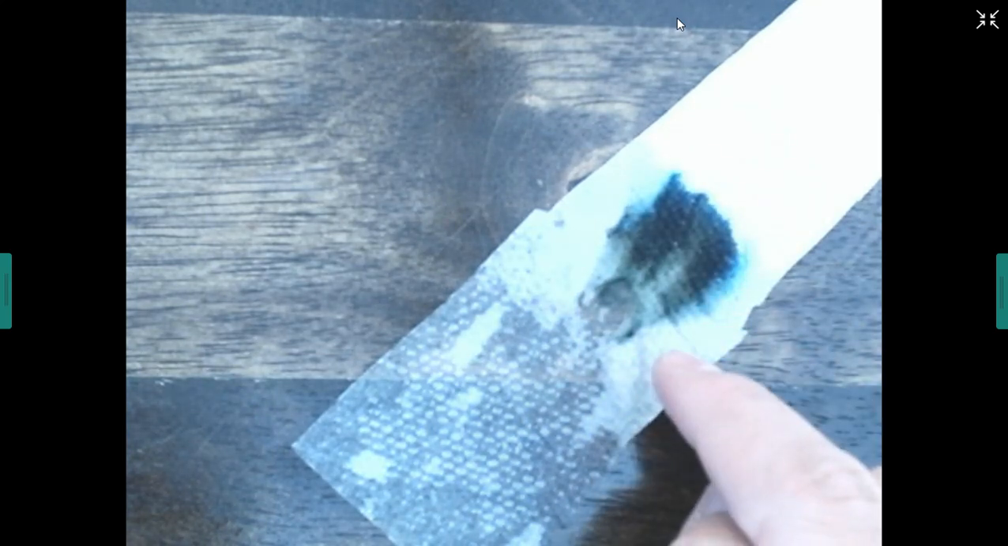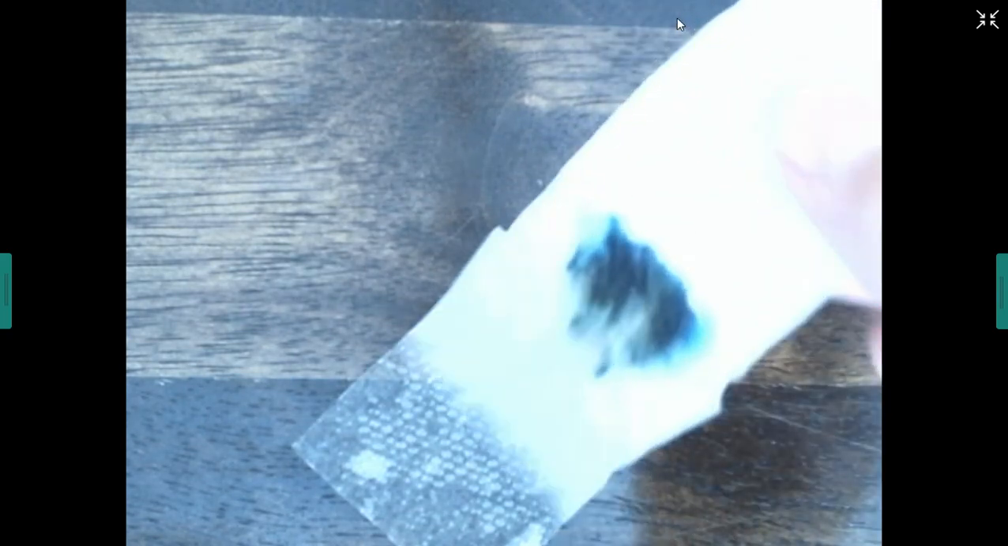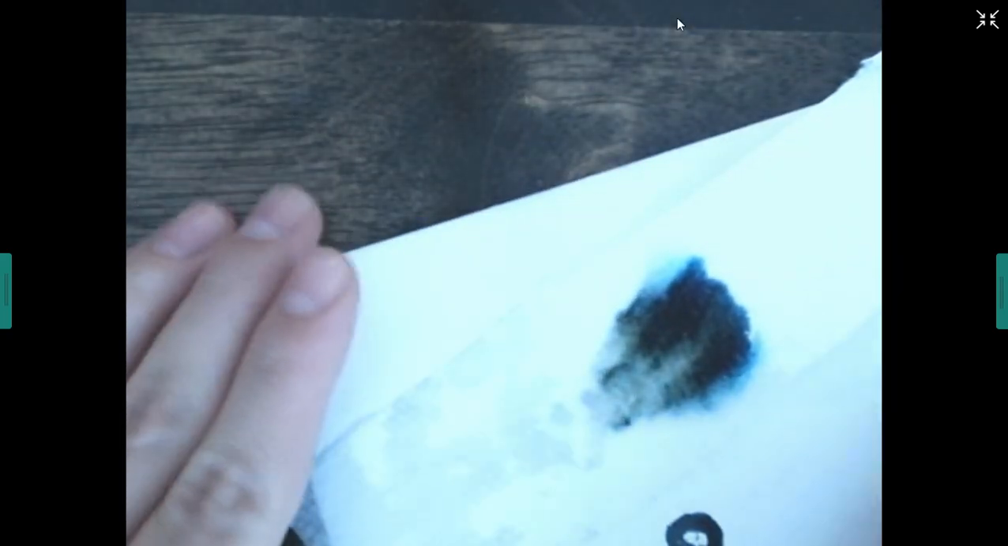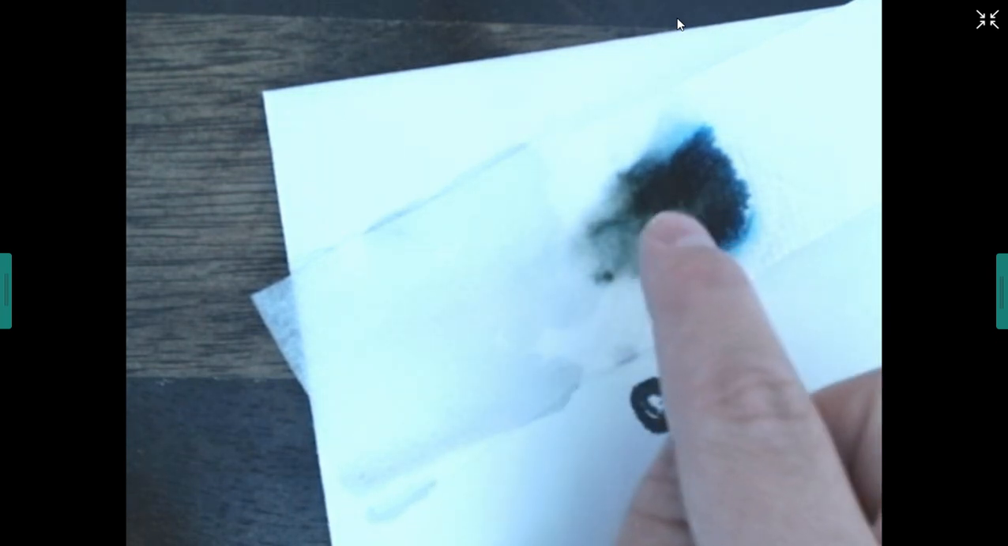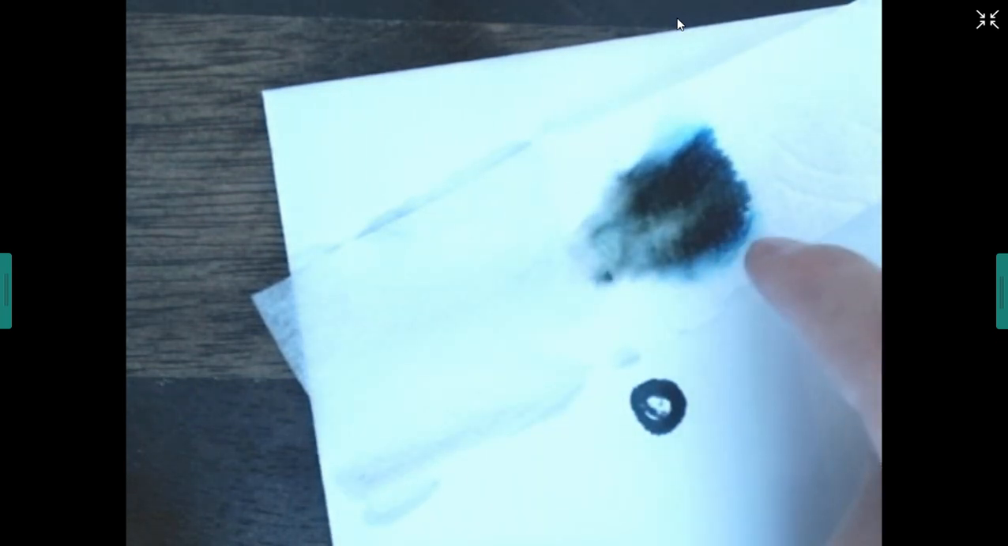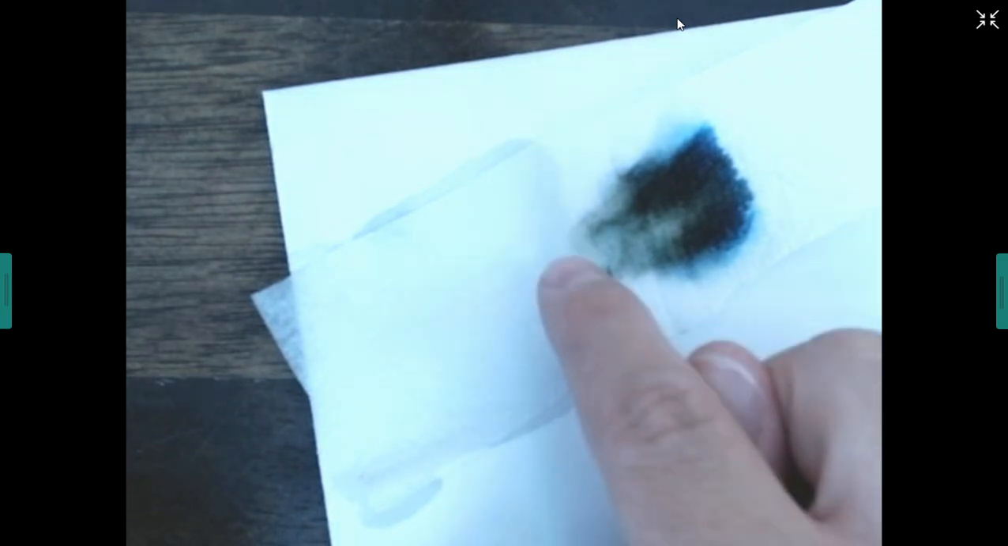So this is just a really basic chromatography experiment showing that the black ink is a mixture of different colors. It's a mixture of blues and yellows, and I see a little bit of green here. And that is a basic chromatography experiment.